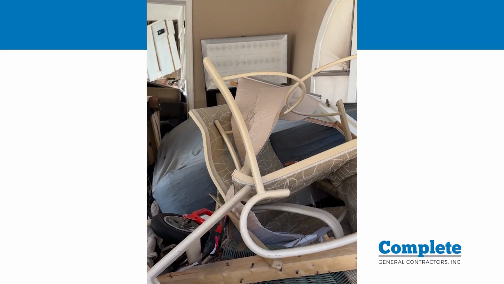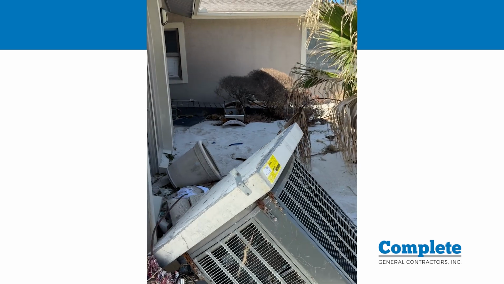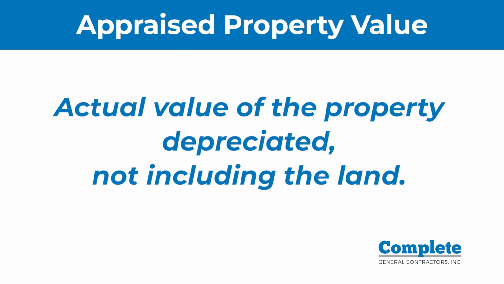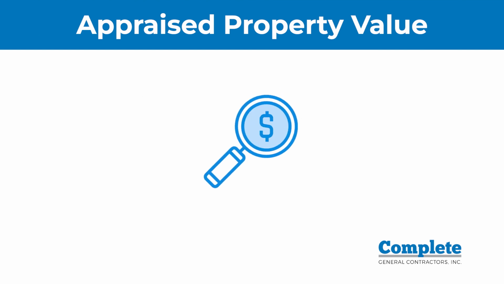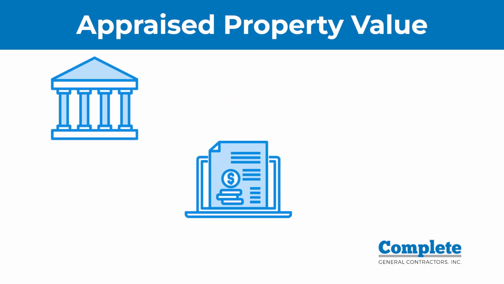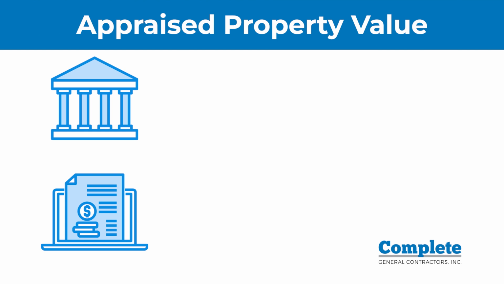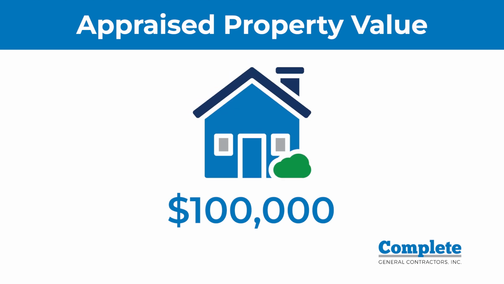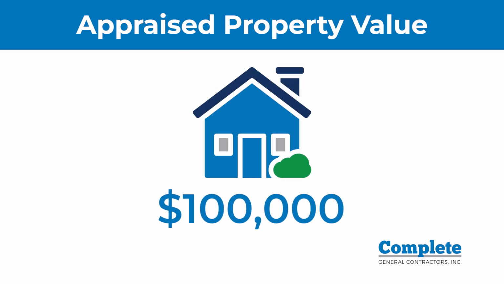Second is it's damaged more than 50% of the appraised value of the property. The appraised value of the property is the actual value of the property, depreciated, not including the land. That number can be derived from the tax assessor's office. Usually they'll take the tax assessor's value plus a multiplier of 1.2, 120%. So if you've got a $100,000 building only, not including the land, your big number would be $120,000.